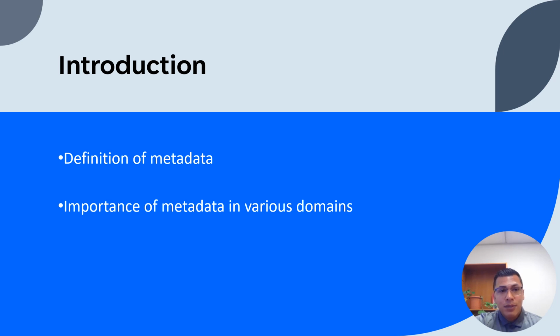Metadata plays a significant role in a variety of domains, from digital libraries to archives, to search engines and social media platforms. In each of these contexts, metadata serves different purposes and provides valuable insights into the resources it describes. For example, metadata can help users discover relevant content on the internet or enable archivists to preserve and manage historical records.